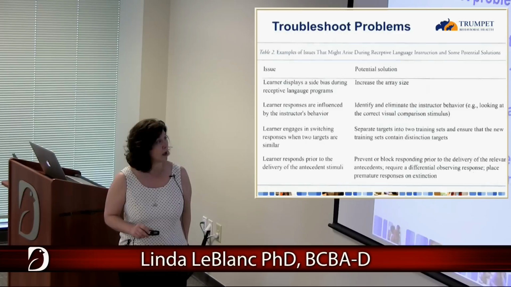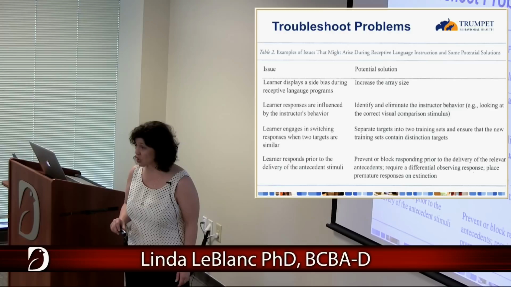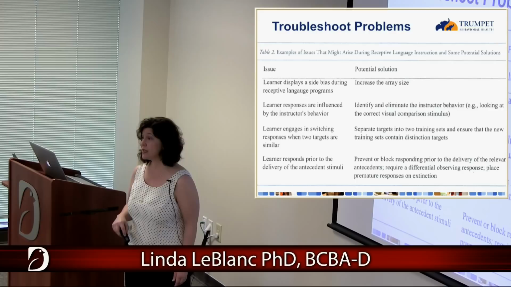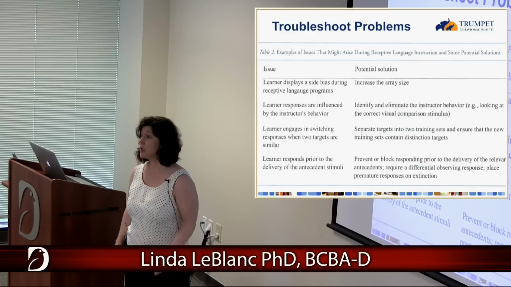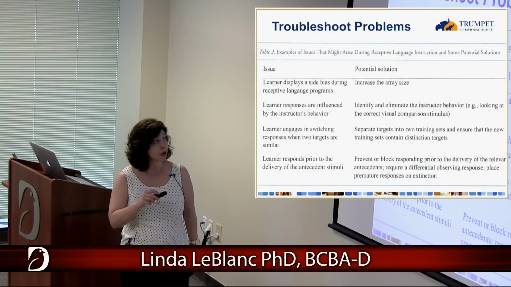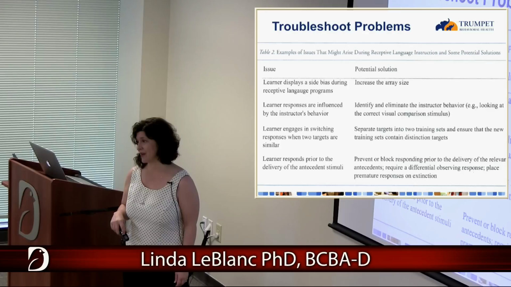Okay, so here is a table. It's in this paper. It walks you through some of the most common problems and the troubleshooting analysis. Let's say the learner is displaying a side bias during the receptive programs. There's a good chance somebody has been doing two stimuli in the array. And so there was a 50-50 shot, right? Increase the array size. If you get a side bias with three, increase it to four. Remember, three is the minimum. The learner's responses are influenced by the instructor behaviors. Eliminate the instructor behavior, you know, where you're putting your arm, what you're looking at.